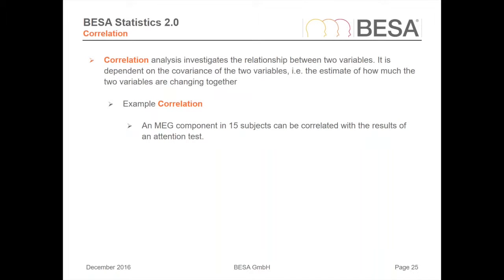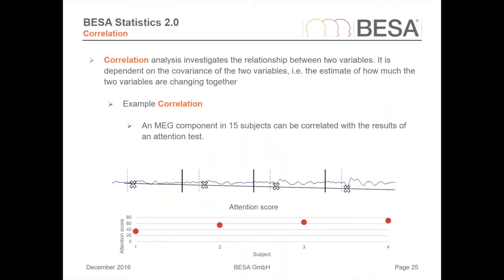So lastly, the correlation analysis. This investigates the relationship between two variables. It's dependent on the covariance of these two variables, so how much do they change together? For example, we want to correlate an MEG component, so the MEG response to a task, with the result of an attention test. So we have some MEG results and we have attention scores for the different subjects, and the question is, are these correlated or not?